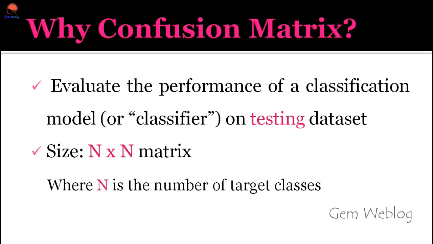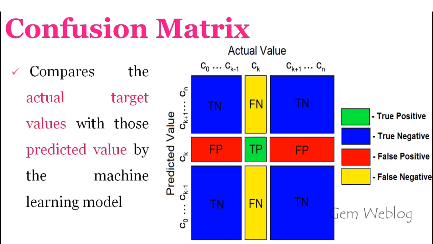What about the size of the confusion matrix? It is an n cross n matrix. N represents the number of target classes, that means the number of class labels in the given dataset. Now, what is the use of the confusion matrix? It is used to compare the actual target value with the predicted value determined by the machine learning model. So, this is the general form of the confusion matrix for a multi-class classification problem.